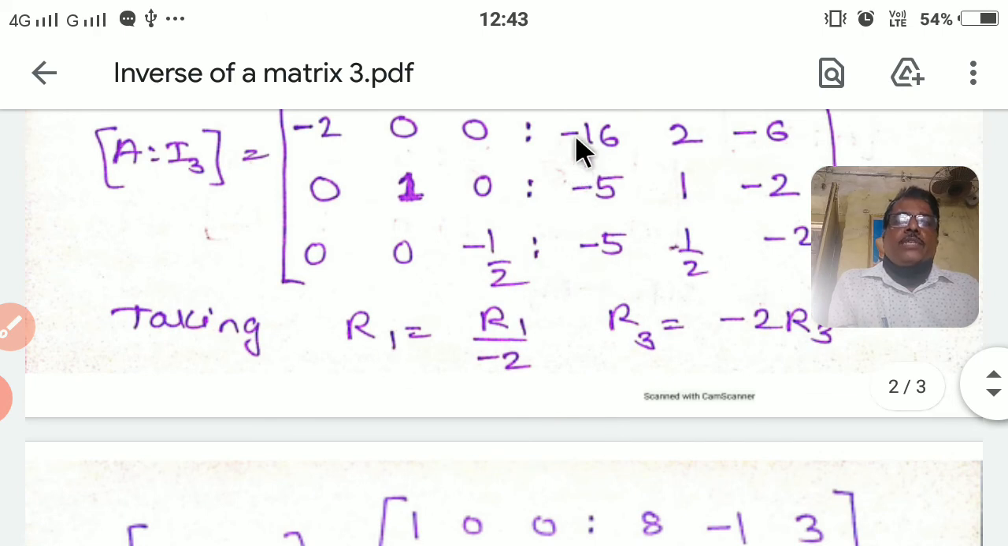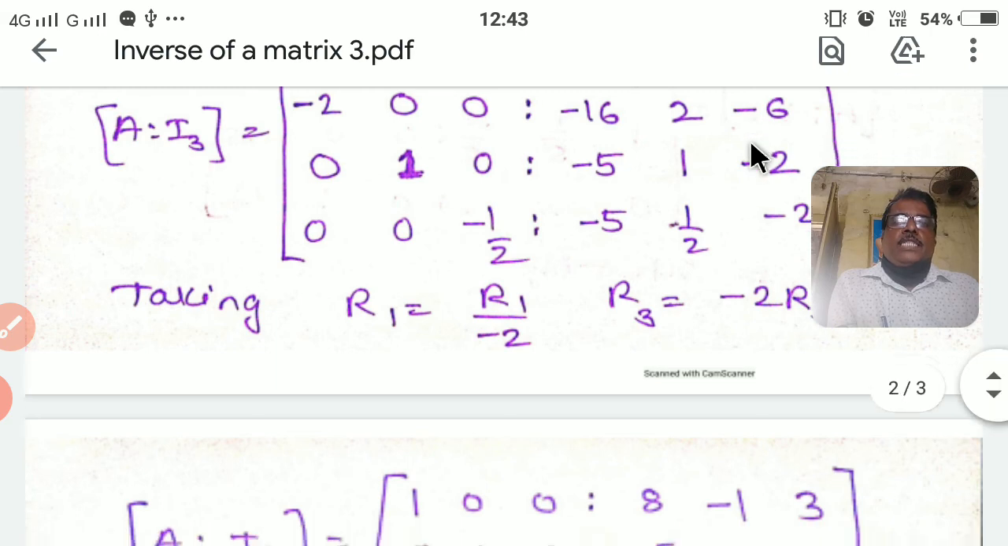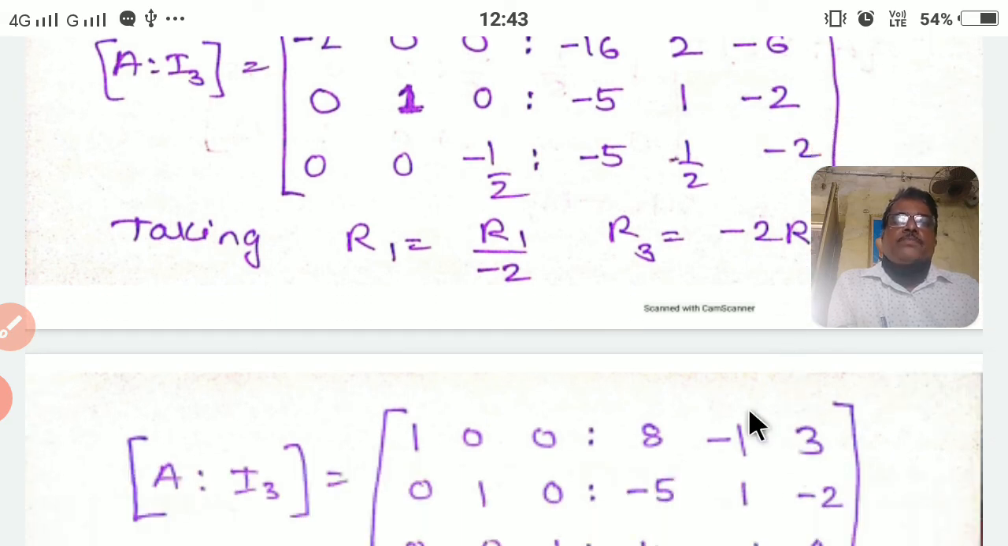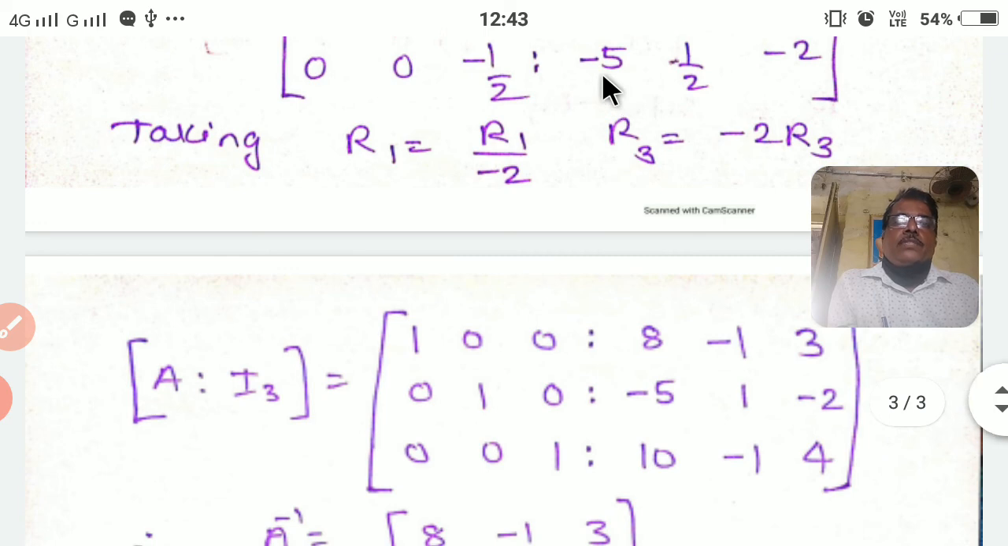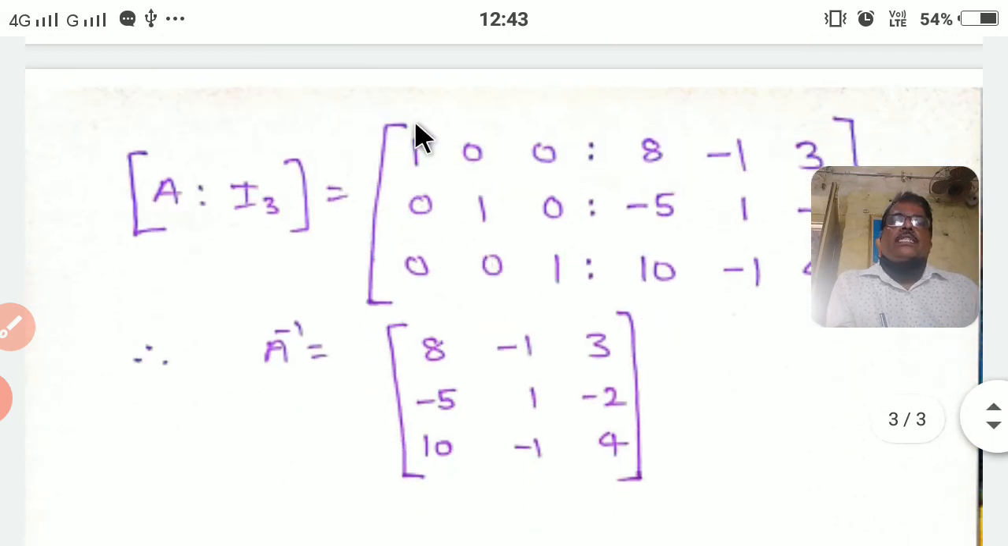The same operations we carry out here also, that is R1 is equal to R1 by minus 2. Divide this row by minus 2, this gives 8, minus 1 and plus 3. So this is 8 minus 1 plus 3. Similarly this row as it is, minus 5 1 minus 2. R3 is minus 2 into R3. So multiply with minus 2: minus 2 into minus 5 is plus 10, and minus 1, then this is plus 4. Like that this matrix is converted into a unit matrix 1 0 0, 0 1 0 and 0 0 1, and here also it takes another form.